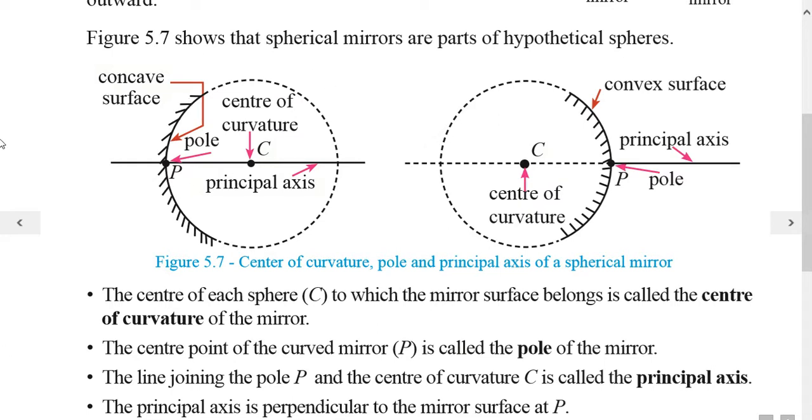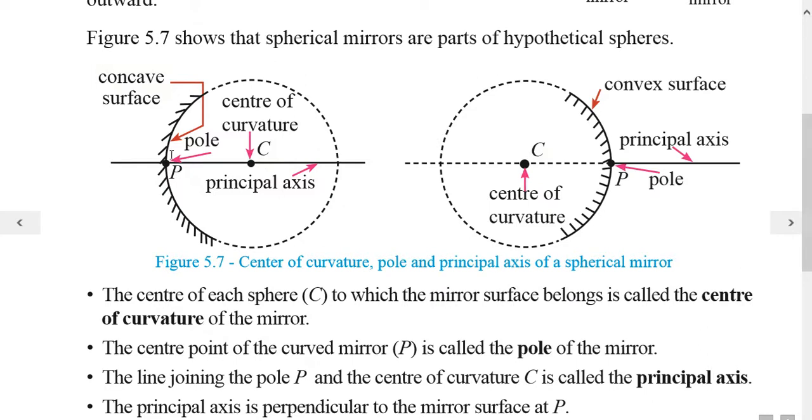Then according to that, we identify so many terms. These terms are very important for each of these convex and concave mirrors. These terms are the center of curvature, pole, and the principal axis. Then what are these three things? The center of curvature, pole, and the principal axis.